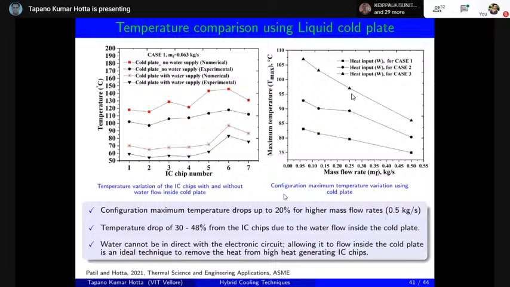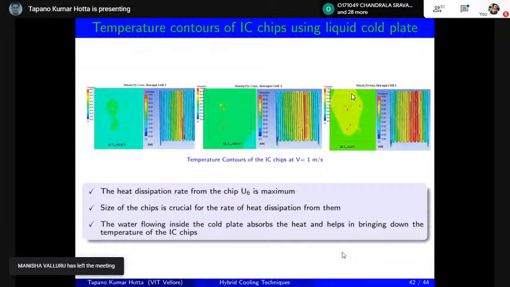This can be highly advisable for data center cooling. You can see in this configuration there is a drop of around 20%, and a temperature drop of around 50% when the water is flowing inside this water cold plate. So this is extremely advisable. What conclusion did we obtain here? When water flows inside the electronic circuit, the liquid cold plate acts as a heat exchanger. It absorbs the heat, and now the chips are cooled at a faster rate. These are some of the numerical studies.